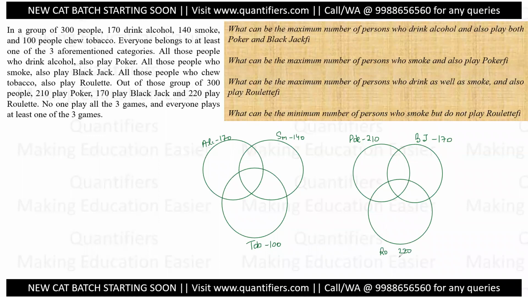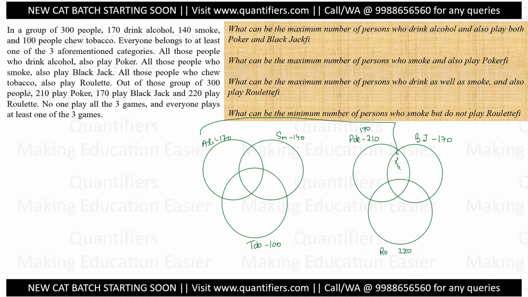All right. What is the maximum number of persons who drink alcohol and also play both poker and blackjack? So I need the common people over here, right? I know this for a fact that all the 170 people are lying here. All the 170 people play poker. It is given to me that all the people who drink alcohol play poker.